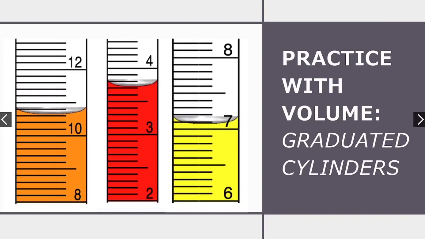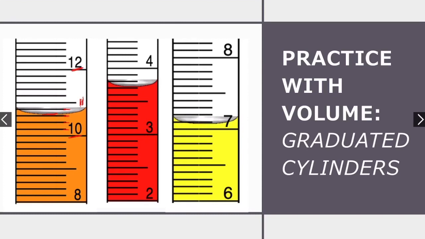All right, for this first graduated cylinder, the orange one, we always want to remember that when we read graduated cylinders, we want to read from the very bottom of the meniscus, the very bottom of that concave shape at the very top of our liquid. First I have to pay attention to the scale. I have a 10 here, and the next number on the scale is a 12. That means that 11 is right here. Okay, so I've got 10 milliliters, and that means that each one of these lines is 0.2.